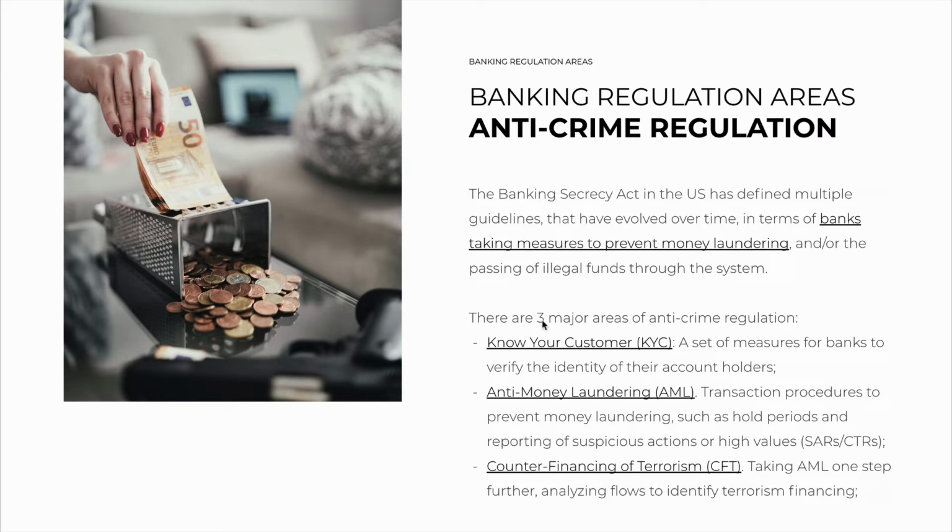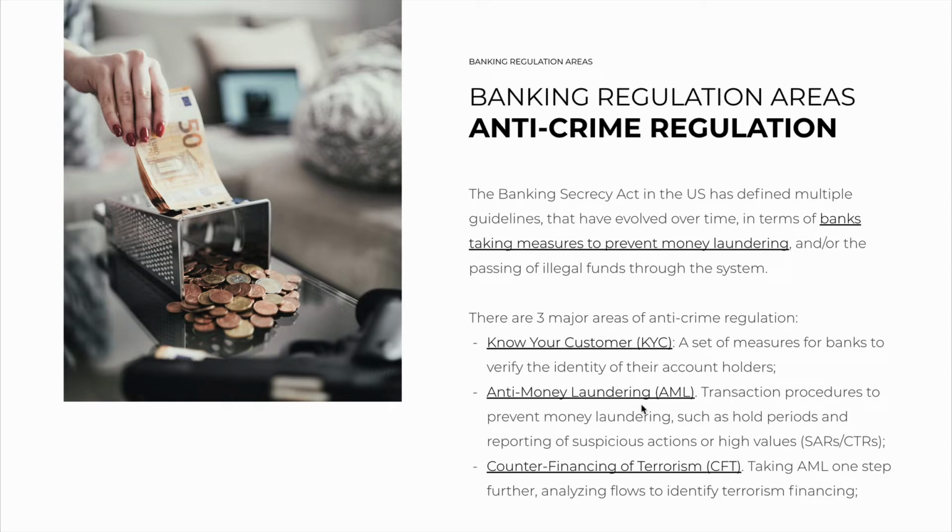There are 3 major areas of anti-crime regulation that started with the Bank Secrecy Act and have evolved over time. The first is KYC, or Know Your Customer. It's a set of measures for a bank to verify the identity of their account holders. Photos, fingerprints, identity documents, whatever it is. Because if you prevent anonymous accounts or fake accounts, you prevent a lot of wrongdoing down the line.